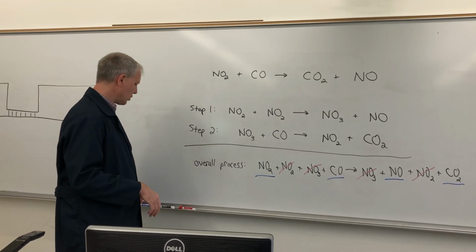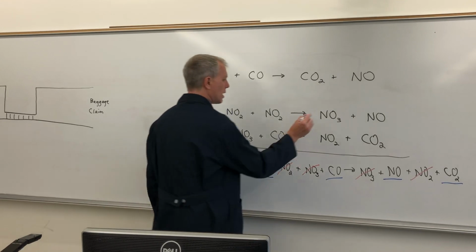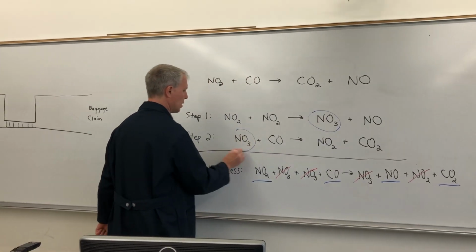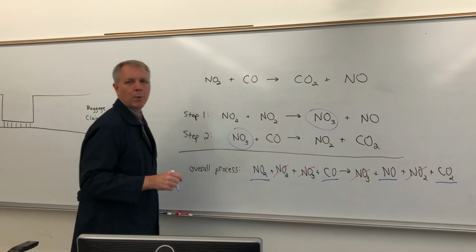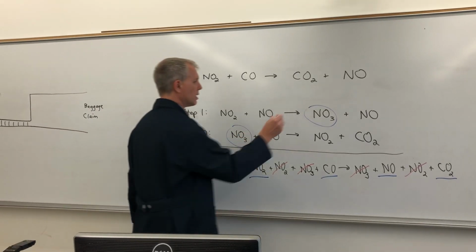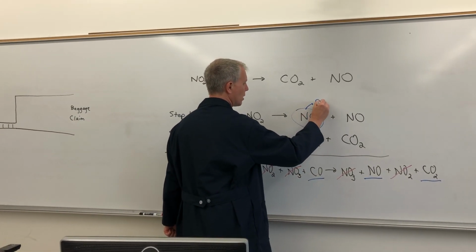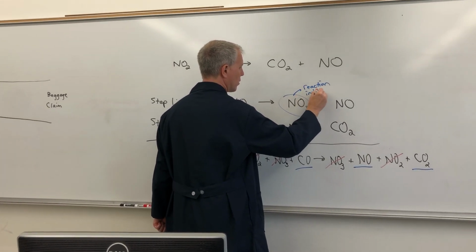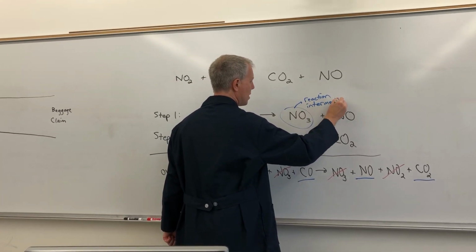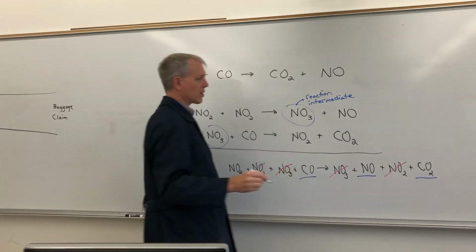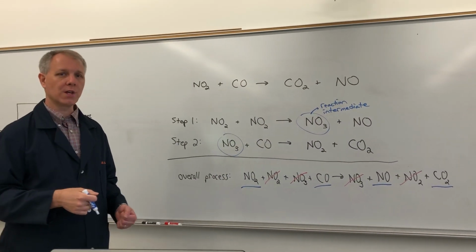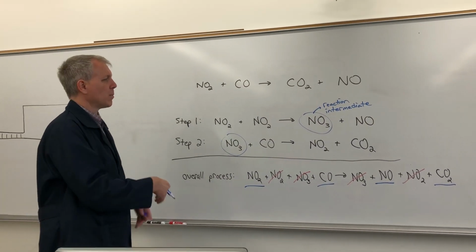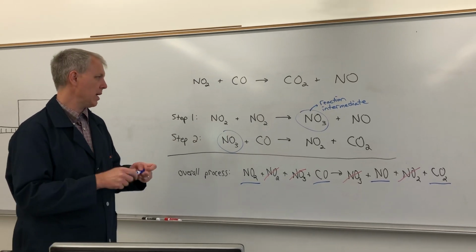One bit of terminology that we need here: this NO3 that was formed in step one but used up again in step two is something that we will call a reaction intermediate. So an intermediate is something that is in the middle of the reaction. It's there while the reaction is going on, but it wasn't there at the beginning. It's not there when the reaction is done.